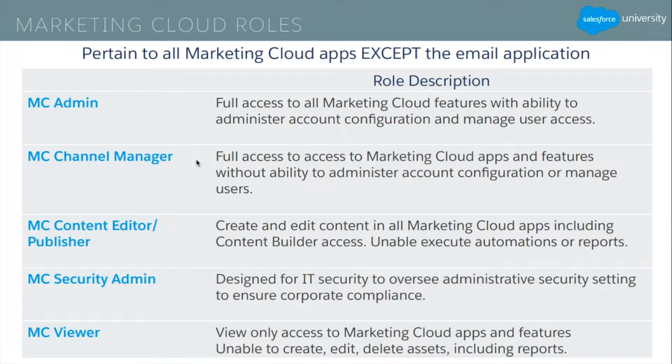Now, a common combination I see is Marketing Cloud Channel Manager and Marketing Cloud Content Editor Publisher. So Channel Manager is going to allow us to do things like automations and work with campaigns, but Content Editor Publisher is going to allow us to create the messages in Content Builder and in Mobile Connect and Mobile Push. So if we tie these two things together, our roles only have allow permissions checked, except for Viewer, which has deny permissions. So do not put an MC Viewer with an admin or you will cut off your own arm.